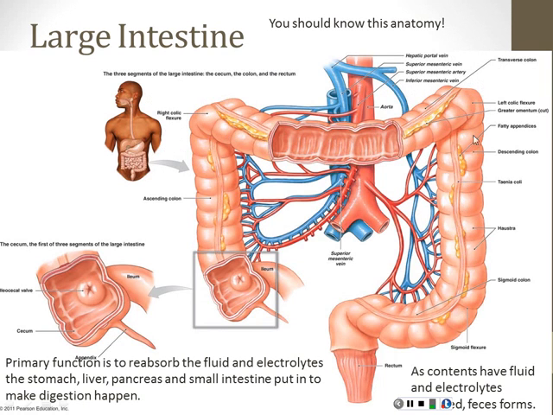All right, so transverse, then descending. Then the descending makes this kind of S shape right here. You can see that S. That's the sigmoid colon. And then the sigmoid colon ends in the rectum. And the rectum you can usually tell because its walls are different.